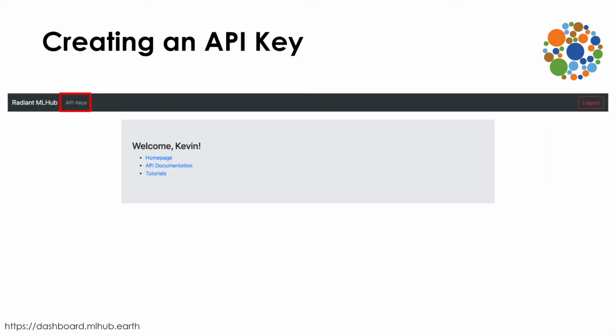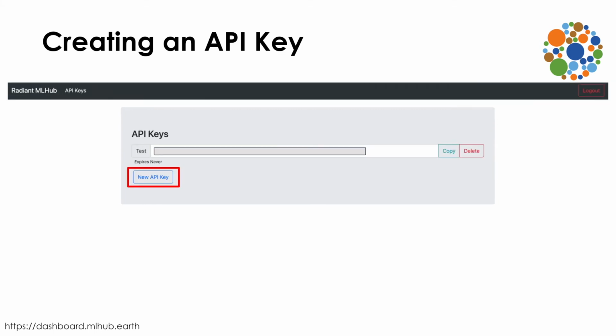So to download any of our datasets, you'll first need to create an API key. An API key can be found on dashboard.mlhub.earth. If you go to that page at the top of the navigation bar, you click on API keys. You'll get to this page. To create a new API key, you click on the new API key button.